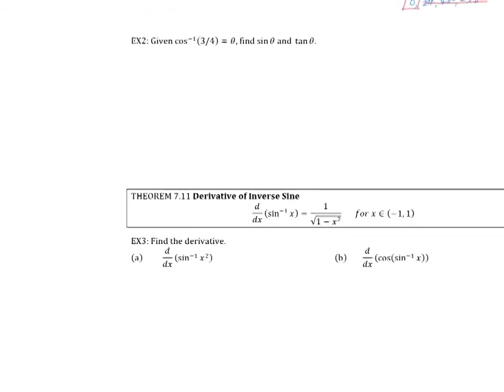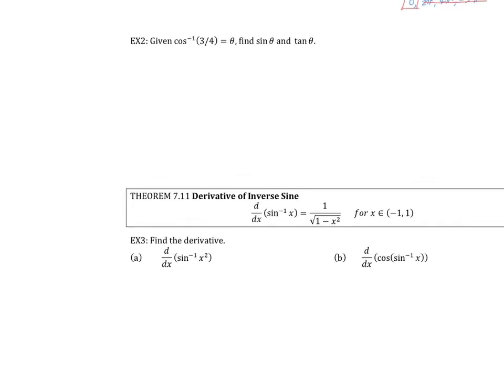Okay, let's look at another example that comes up in trig, something nice to review. Let's say you're given cosine inverse of 3/4 is equal to theta, and you need to find sine of theta and tangent of theta. Well, the first thing you want to do is get rid of the cosine inverse because it's not helping you at all. So one thing you could do is rewrite this so that cosine of theta is equal to 3/4. And then we can just use right triangle properties.